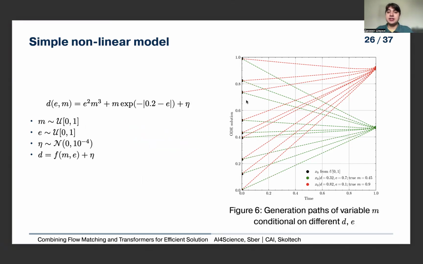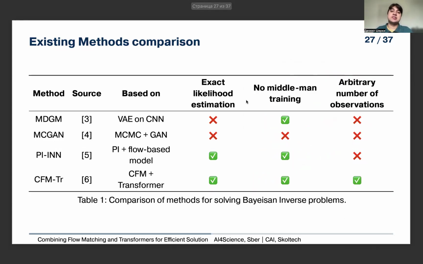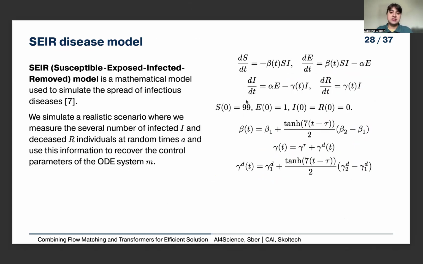Here's an example with a simple nonlinear model. The inference plot shows that, conditioned on D and E, trajectories from any initial uniform sample are nearly straight for a well-trained model. Comparison with existing methods shows that GAN and VAE-based approaches do not learn the exact likelihood. The next problem is the SEIR disease model, describing disease spread in a population. S is susceptible, E exposed, I infected, and R removed individuals. And the ODE has control parameters gamma 1, 2, and R, beta 1, 2, and alpha.